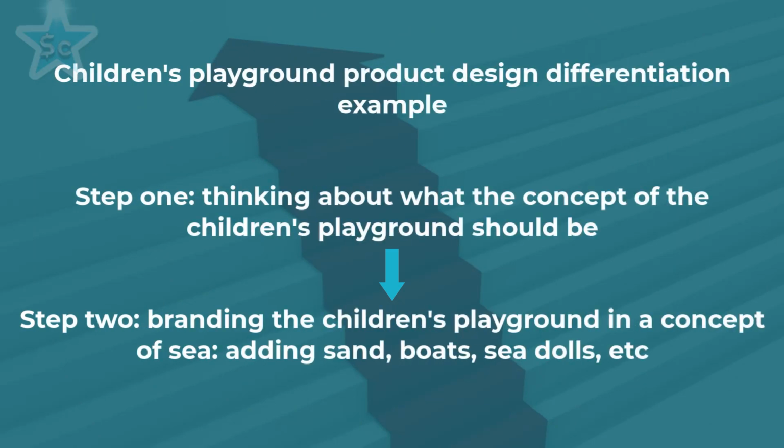Her place was designed in a concept of sea, so it looks distinguished from her direct competitors, which had a more usual children's playground. In a perspective of product design differentiation, the children's playground owner has branded her business as a sea concept playground. In the second step, she designed her business with elements that feel like children playing nearby and in the sea. Likewise, sand, boats, and more.